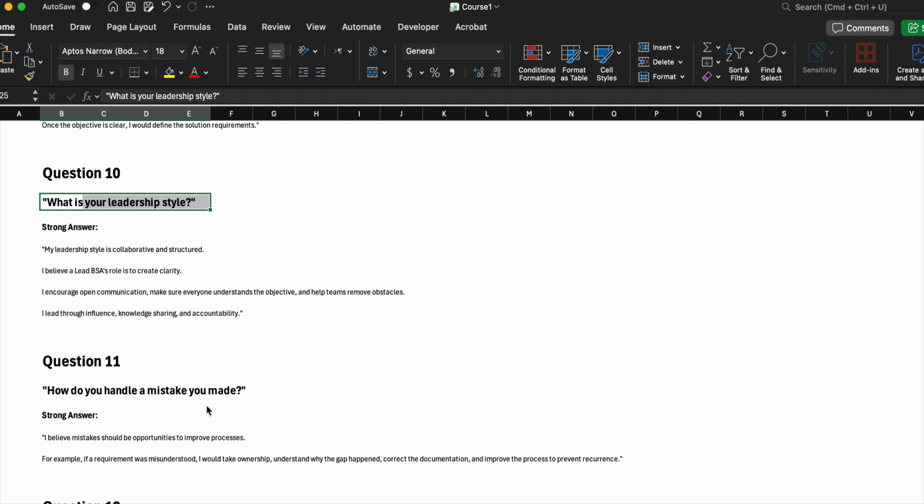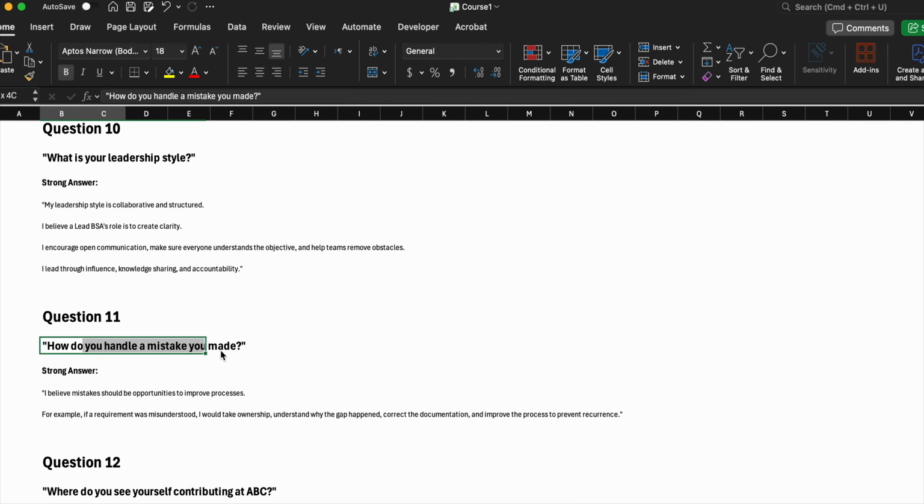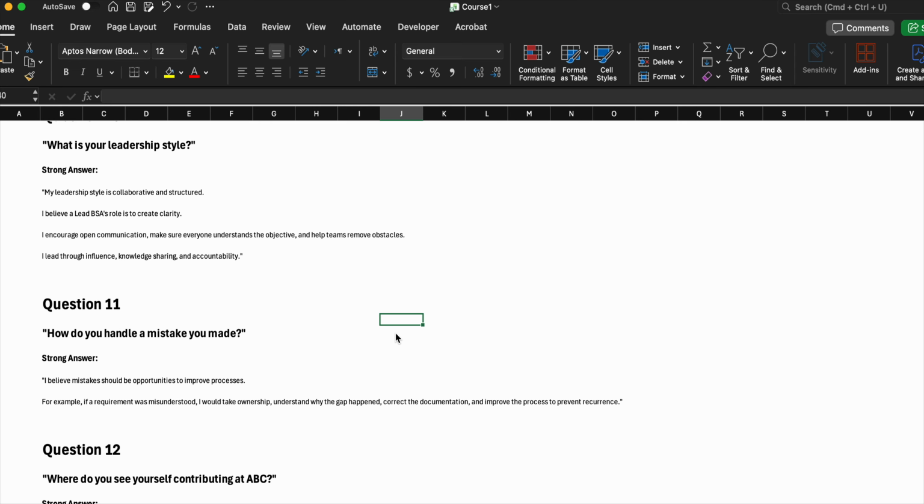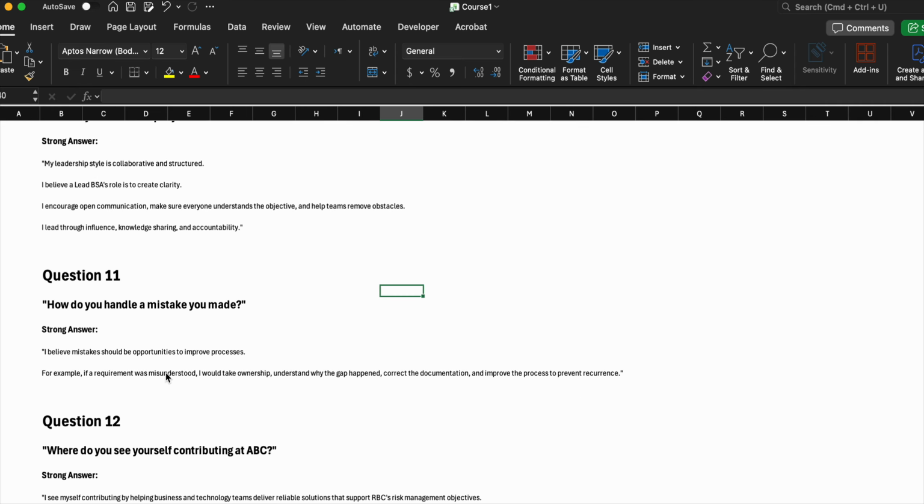How do you handle a mistake you made, right? So this is a good question. Anyone can make a mistake. BA can make a mistake, PO, developer, QA, anyone can make a mistake, right? So how do you handle your mistake? So you have to review every time, right? So when someone is saying I don't understand, okay, let's go through this.